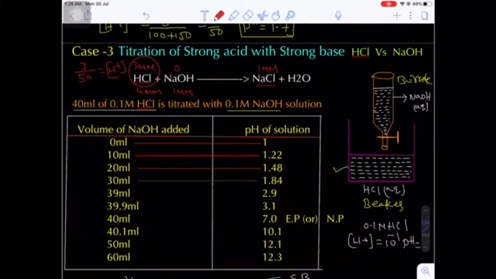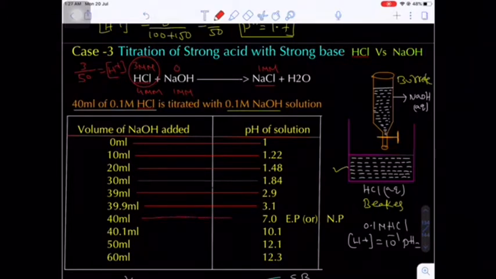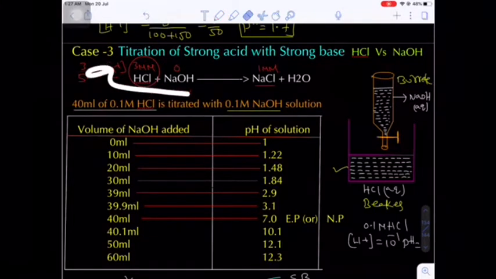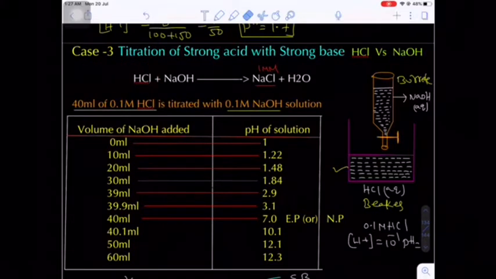Similarly, if you add 20 ml of NaOH, the pH of the solution is 1.48, and if you add 30 ml of NaOH, the pH of the solution is 1.84. Remember, you are adding the base, NaOH, so the OH minus ion concentration increases and indirectly the H plus ion concentration decreases, that's why the pH value slowly increases. Even when 39 ml of NaOH is added, the pH of the solution is 2.9. When we add 39.9 ml of NaOH, the pH value is 3.1.